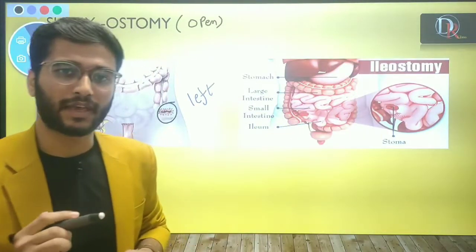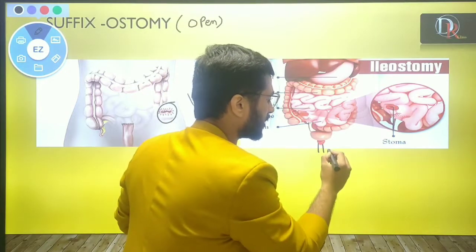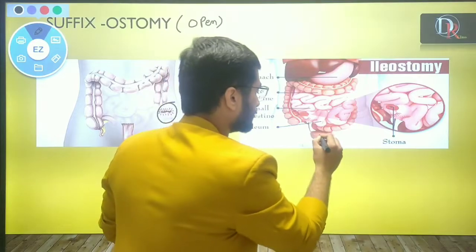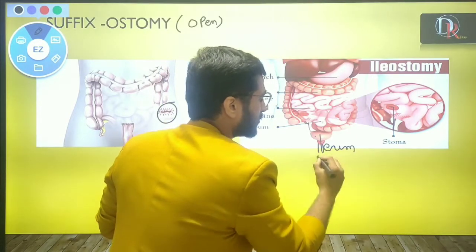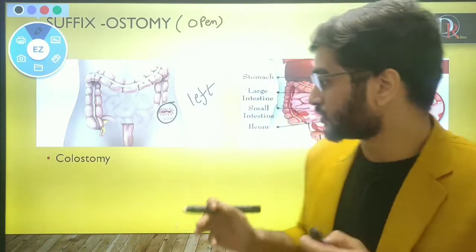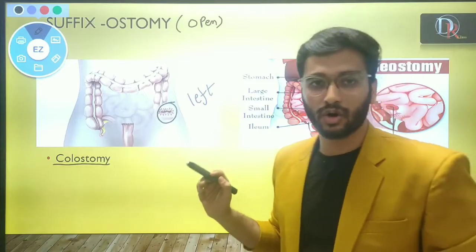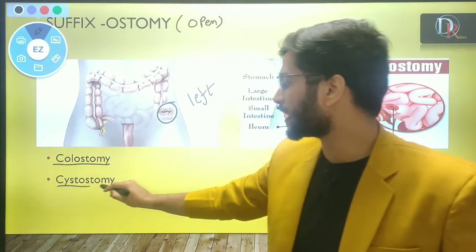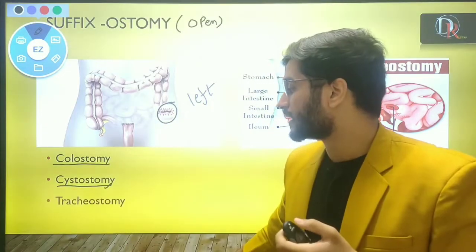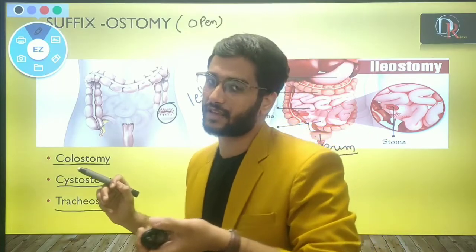This is the ileostomy. Ileostomy is performed on the ileum. It is the opening, not the closing, of the ileum, and afterward we have to leave the ileum open. So the term colostomy refers to the opening of the colon. Cystostomy refers to the opening of the urinary bladder. What is tracheostomy? Tracheostomy is the opening of the trachea.